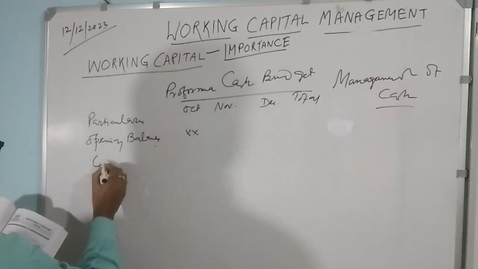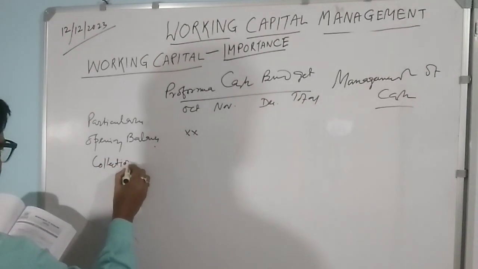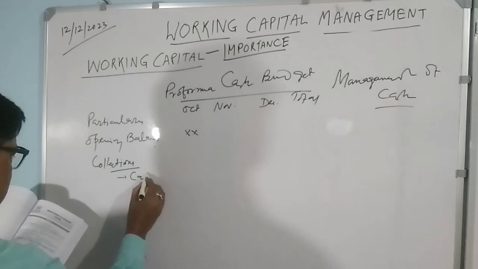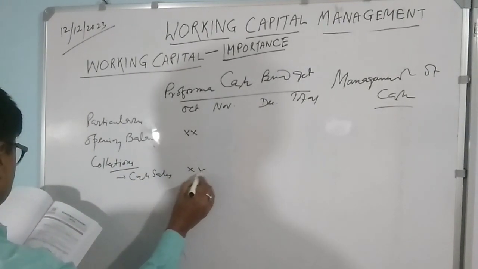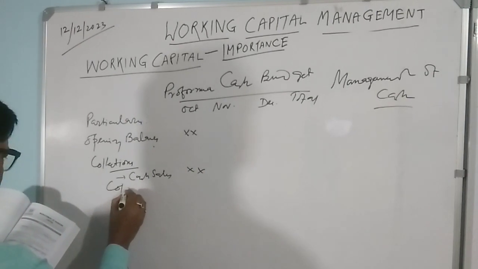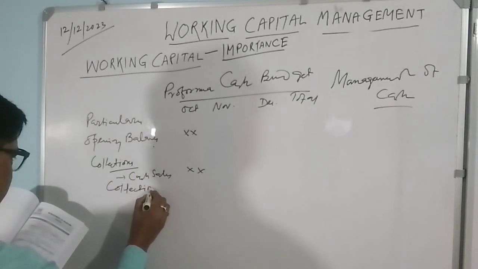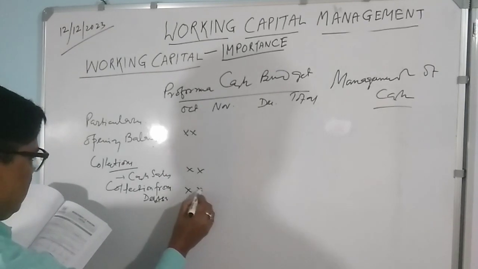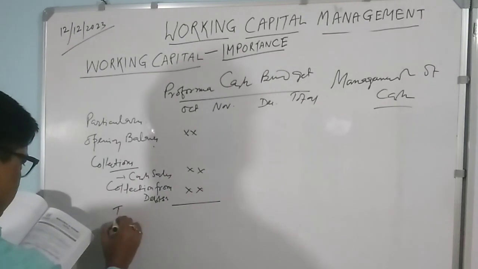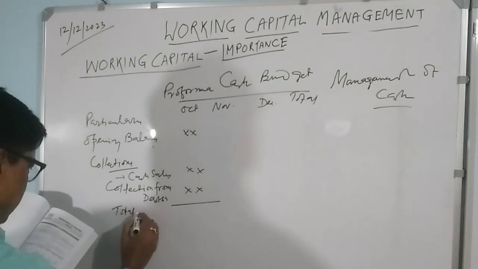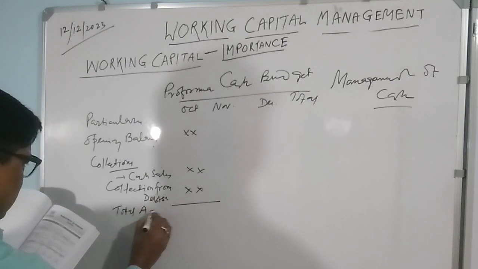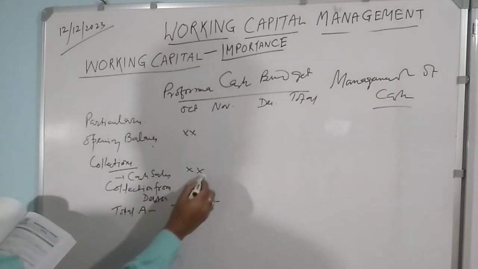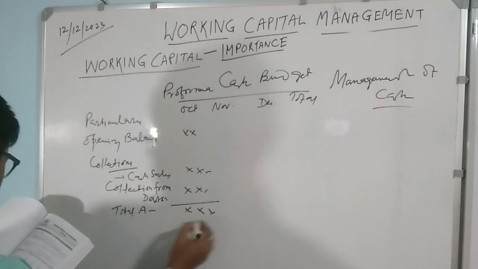Then your cash will be added from your collections. As we discussed earlier, collections come either from your cash sales, where some collections will be there, or from debtors, the credit sales you have made. So this is your total receipts for any month: Total A, the opening balance of cash plus your collections. This is the total amount.